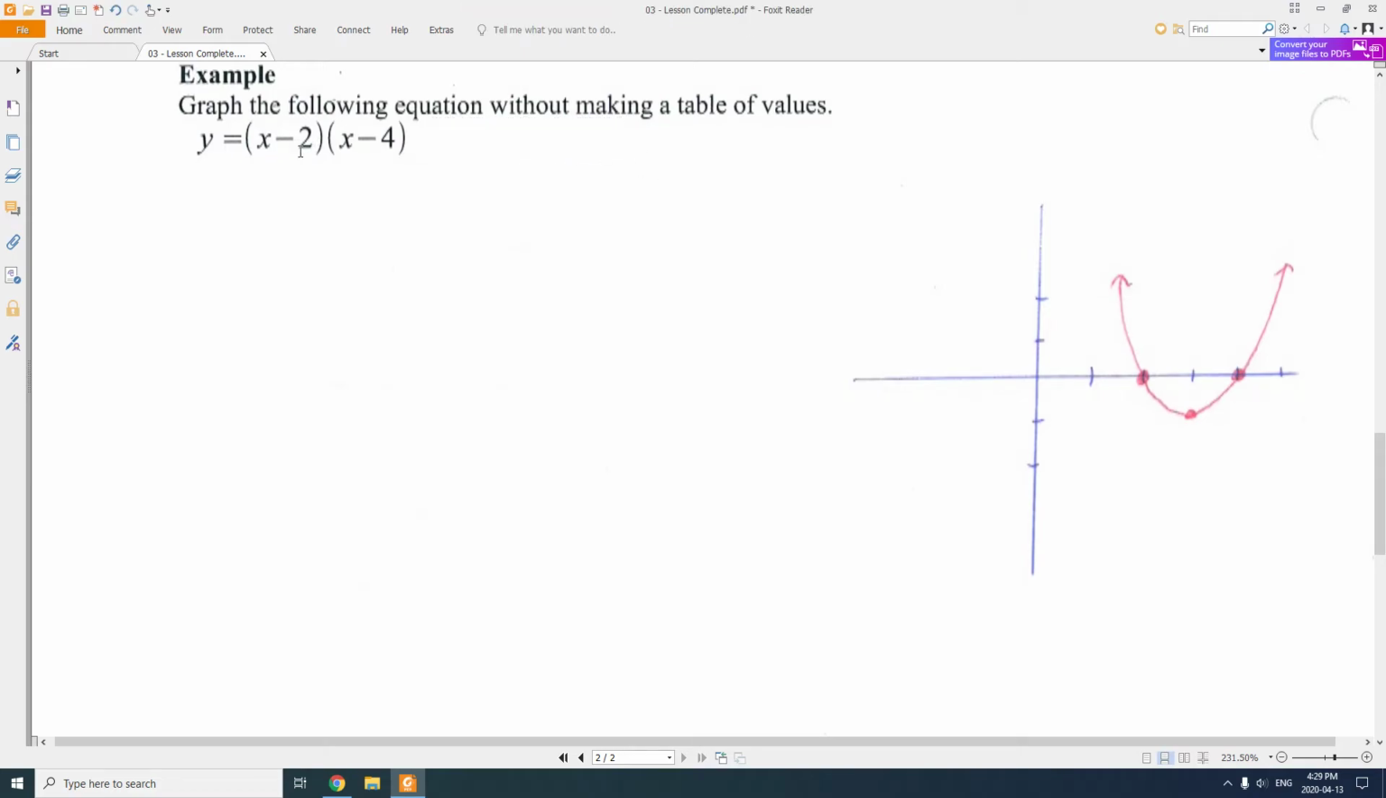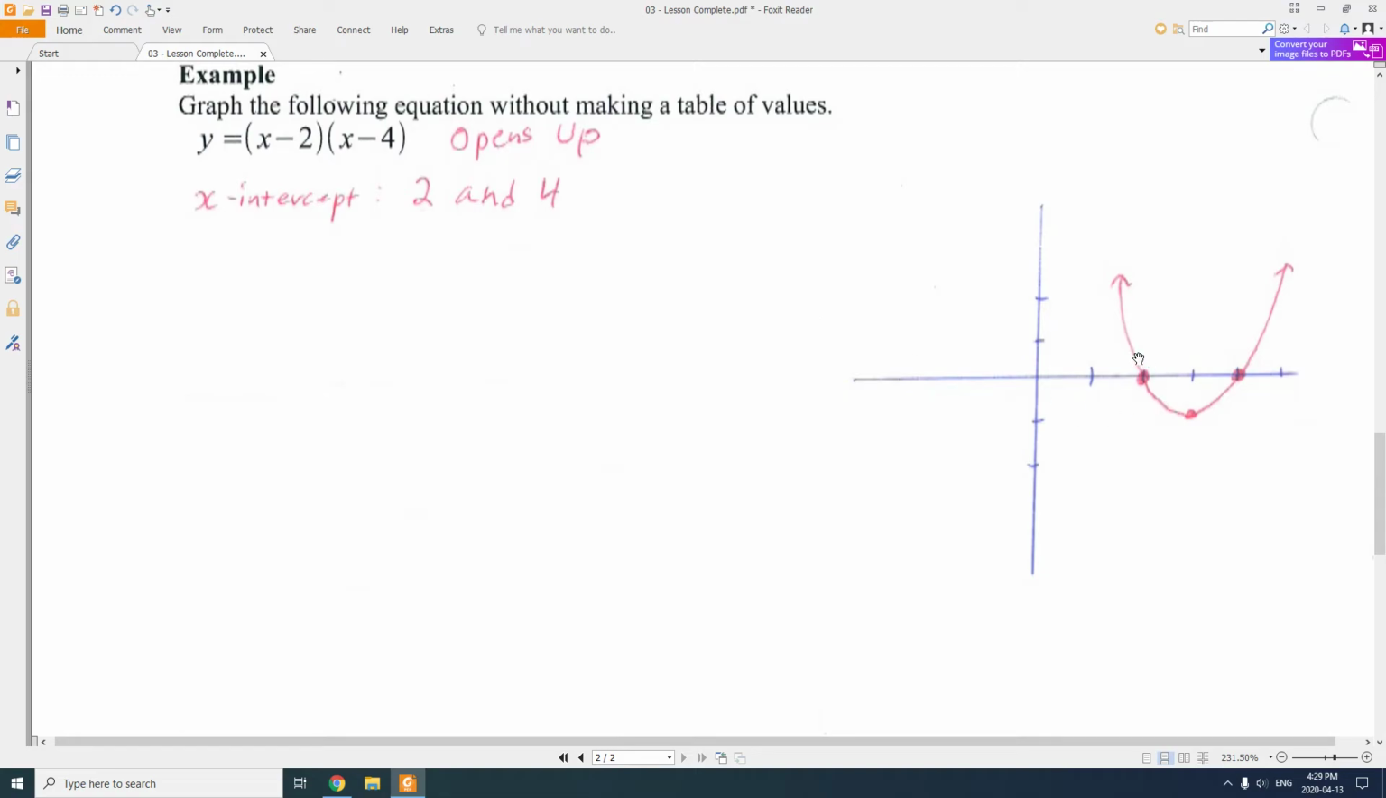Okay, so first of all, I notice x times x, it's a parabola. I know it's going to be a U. I also notice it's factored. First thing, positive out front, nothing there, +1 out front, opens upwards. Factored form, I should be able to get my x-intercepts pretty easy from this. Swapping my signs, my x-intercepts are +2 and +4.